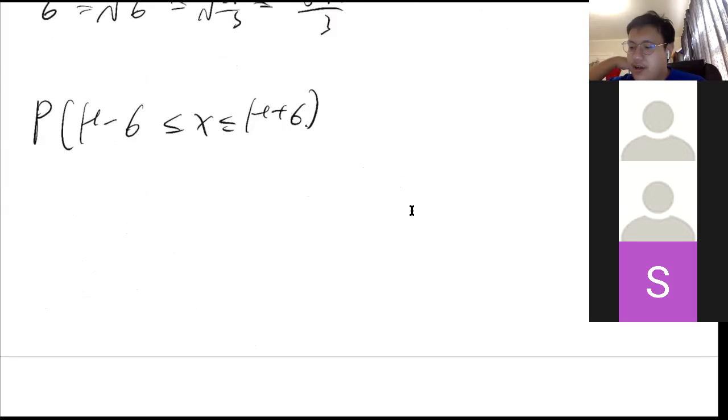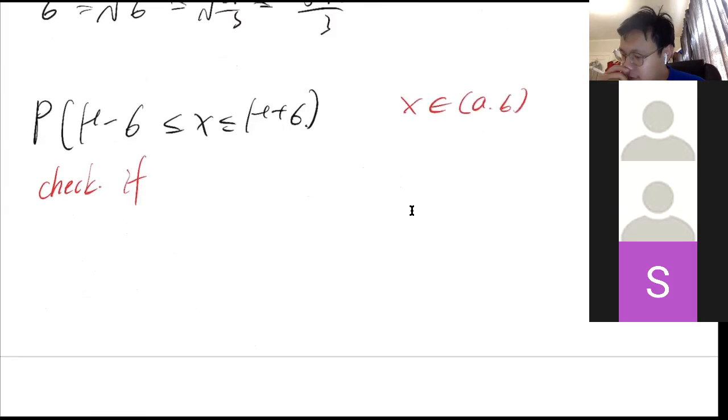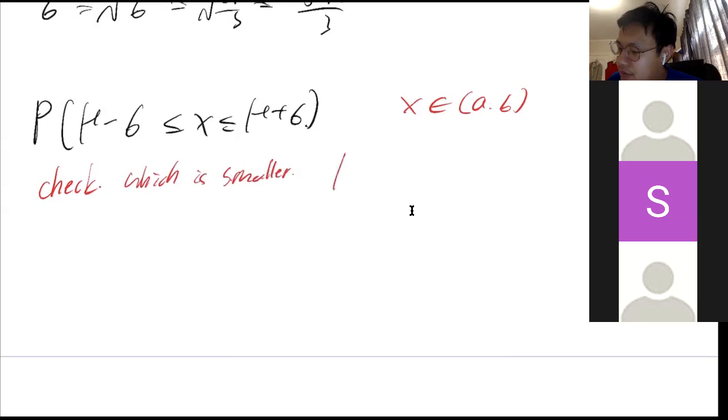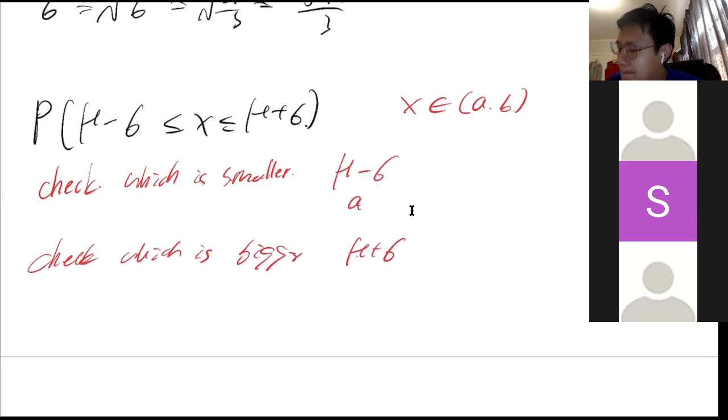Okay, so then we want to find the probability. One thing I want to highlight here is that if you want to find the probability of that, we always need to check the range. Say x is from A to B. We want to check which is smaller, mu minus sigma or A, and then check which is bigger, mu plus sigma or B.